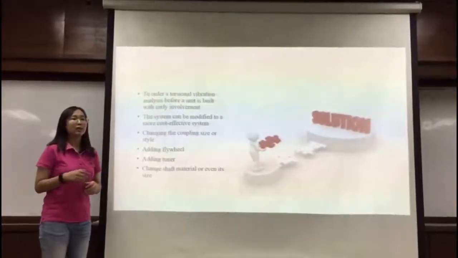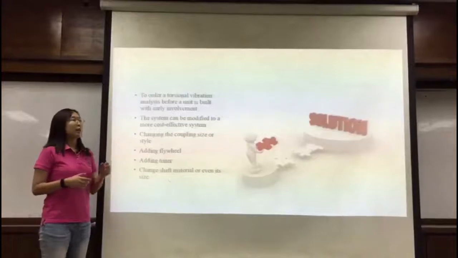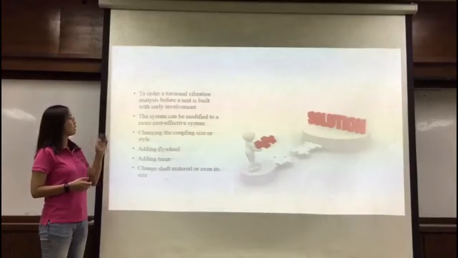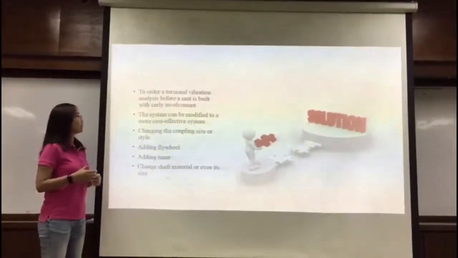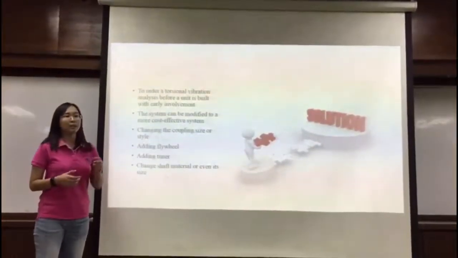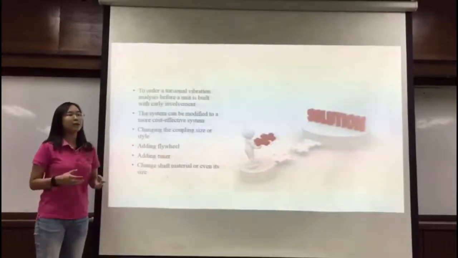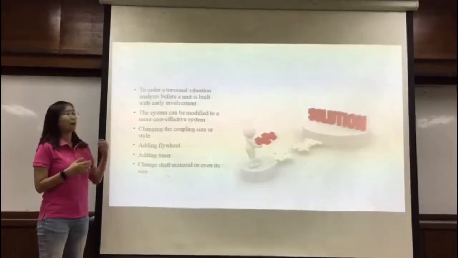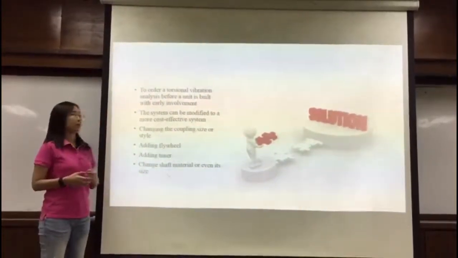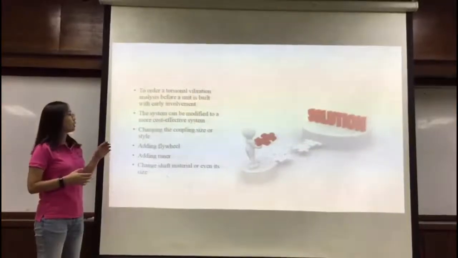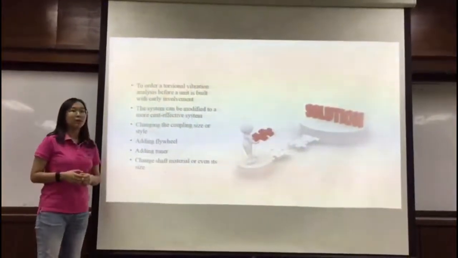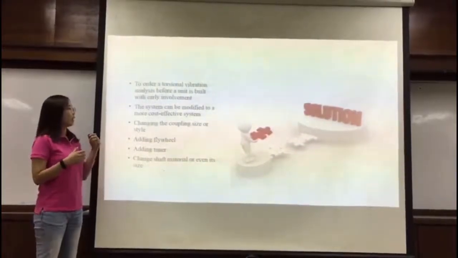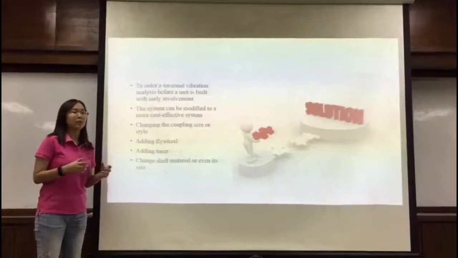This is to ensure that the torsional vibration can be accepted. Okay, next is the system can be modified to a more cost-effective system. Therefore, the system can last longer and also won't undergo failure easily. The next is changing the coupling size or style. The most ideal system for the compressor is in the cylindrical shape.